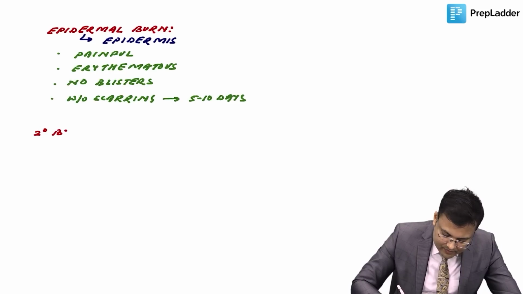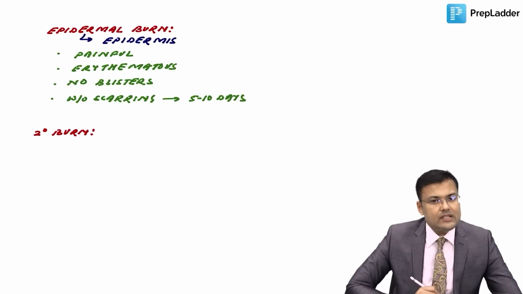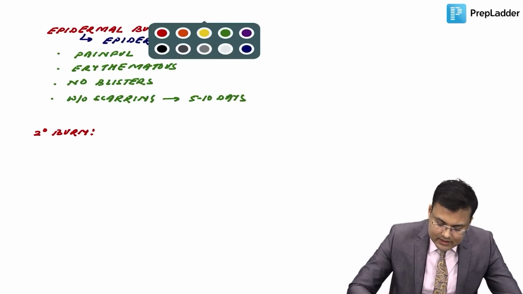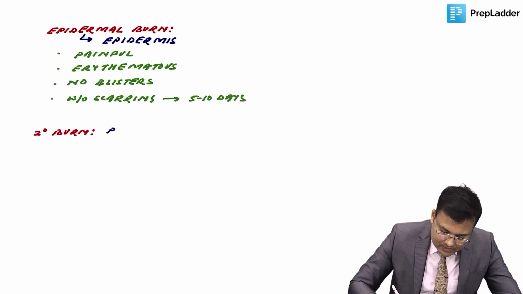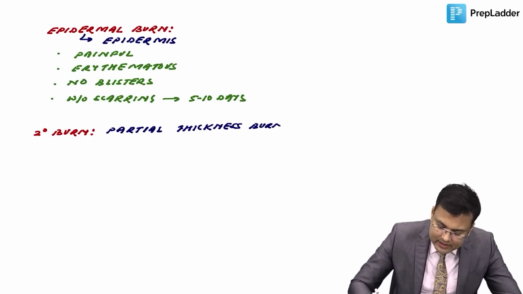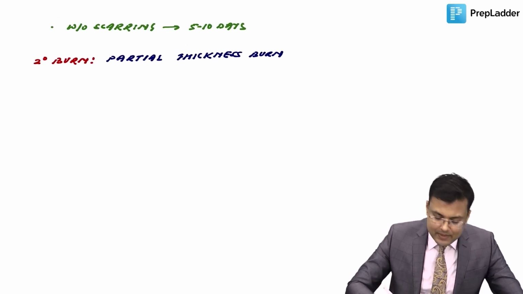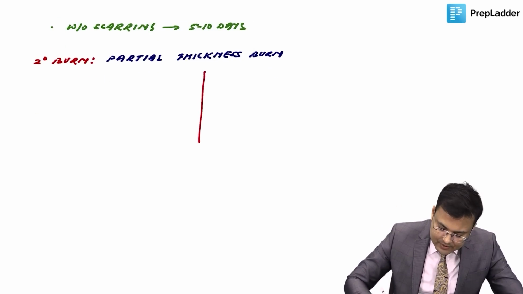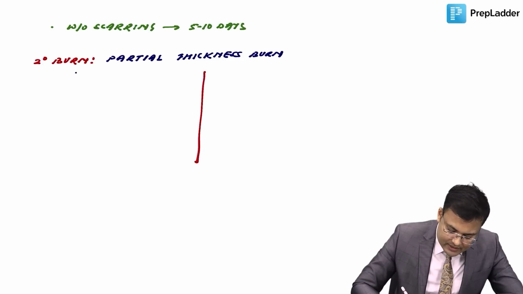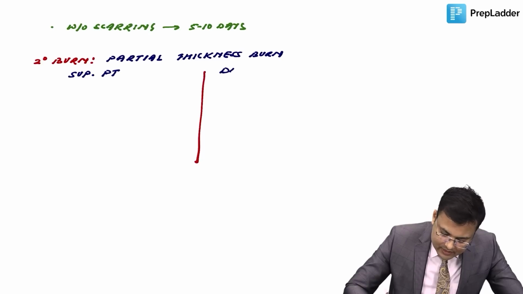Second-degree burn. And we discussed what is the name of second-degree burn. It is also known as partial thickness burn. Clear? This is further divided into superficial partial thickness and deep partial thickness burn.